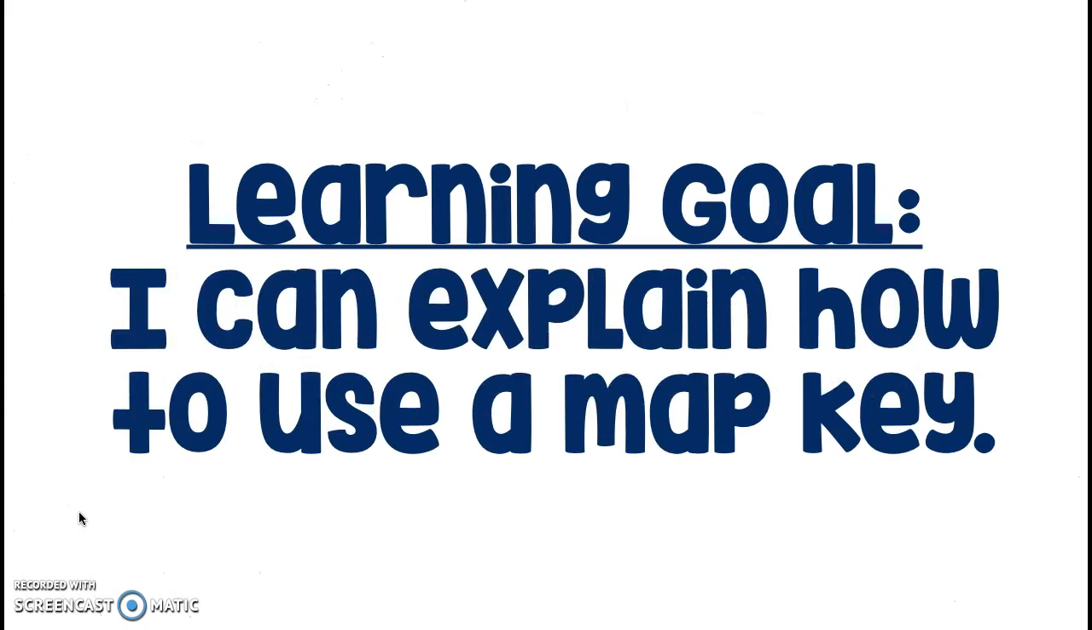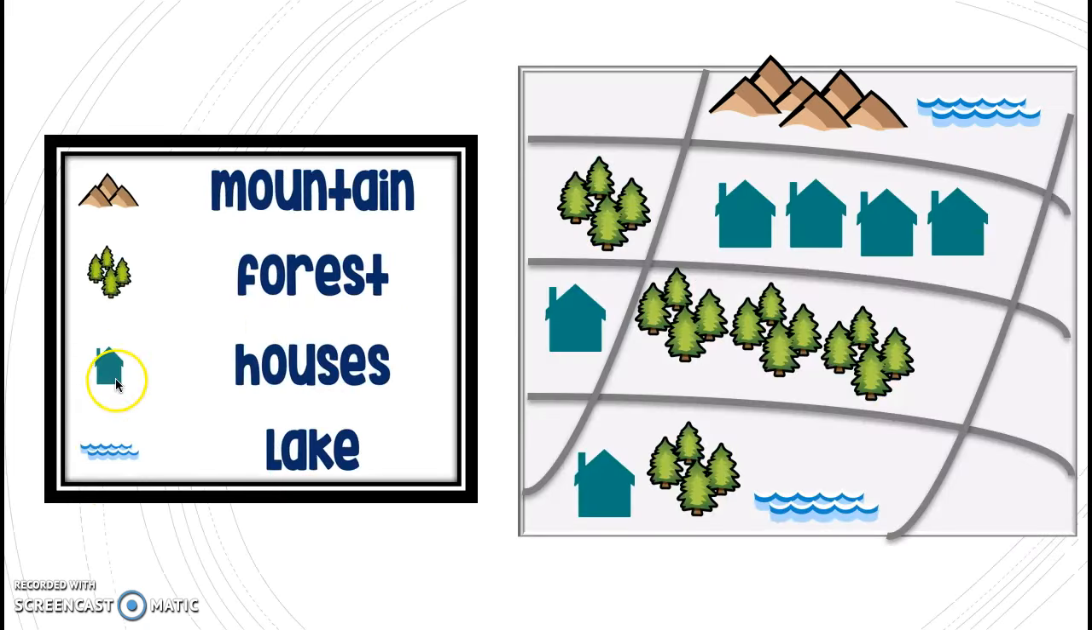Our learning goal for today says, I can explain how to use a map key. Let's practice. So here's my map key. Sometimes it even says key above it. Now, I can see on my map key that it tells me all the little pictures and what they stand for. So go ahead and look at our map. Let's go down the key and read the different symbols and see if we can find them.